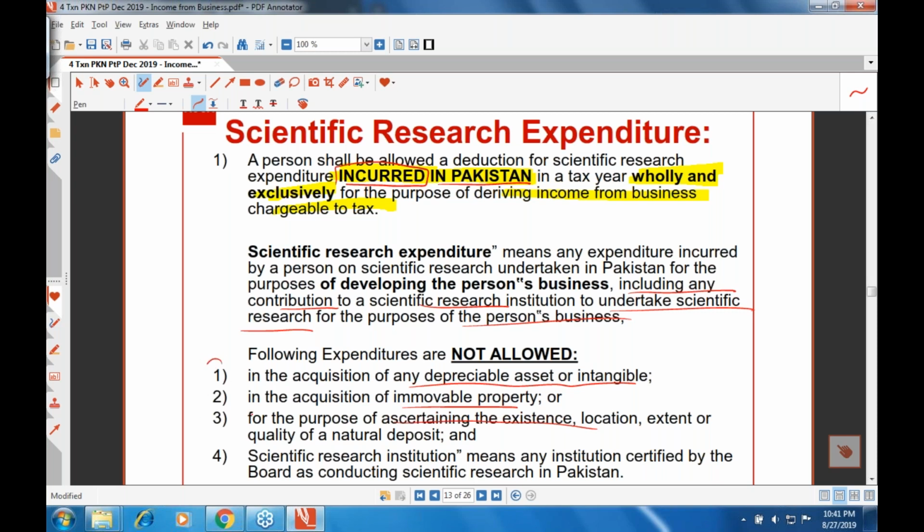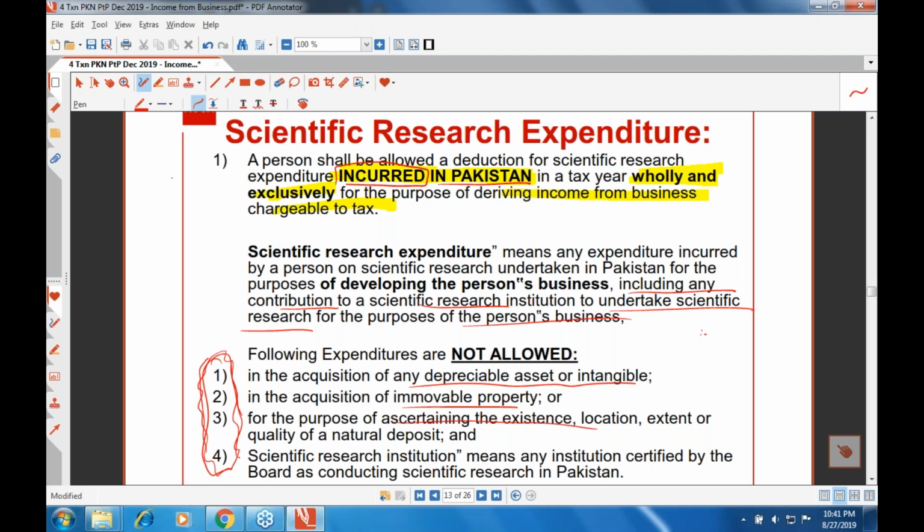for example, if you acquire a machinery for the research, that is not a claimable expense. Though the depreciation is claimable, but that expense is not claimable. You acquire immovable property and you say that we are going to construct this building, convert this building into a research lab. The depreciation can be claimable, but otherwise it's not a claimable expense.